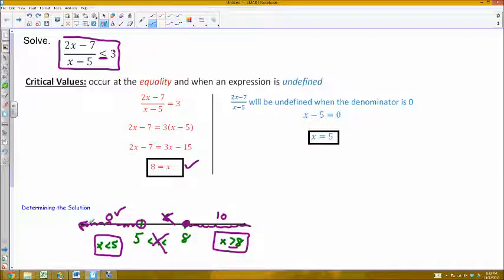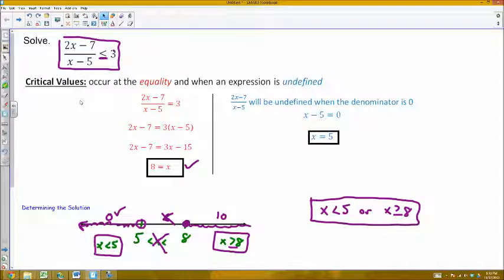So my final answer as a graph would be this number line with one open circle and one closed circle, and I could represent the solution as a set of inequalities as all values of x less than 5, or all values of x which are greater than or equal to 8. And there's my final answer.